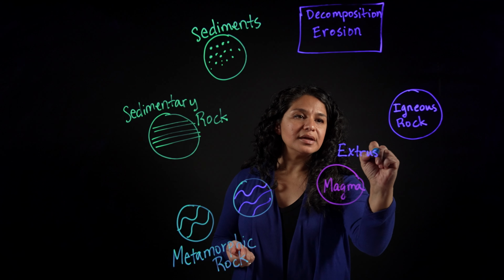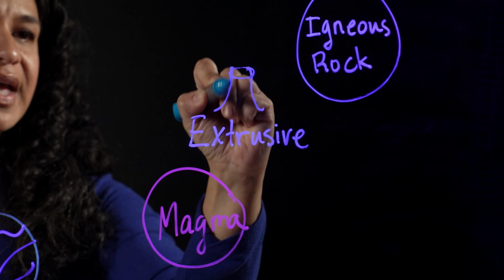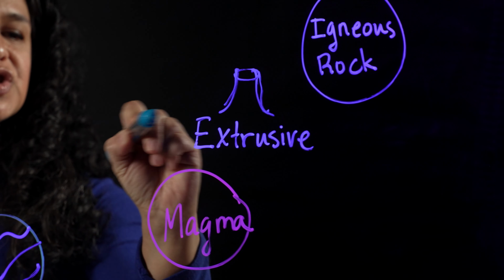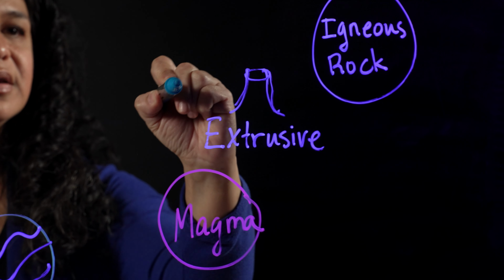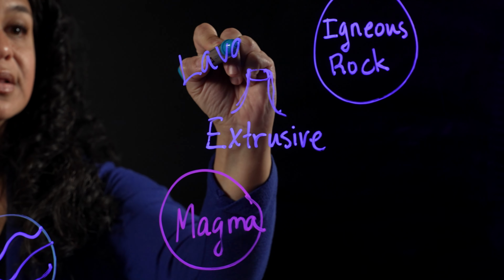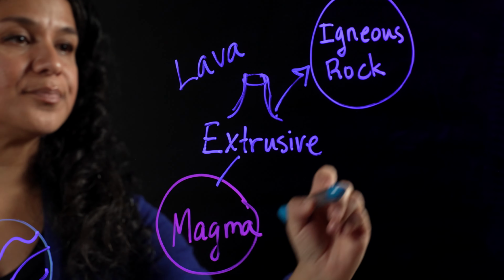Extrusive is through volcanoes, so I'll represent that through kind of like a volcano. It can also come up through fissures in the ground, and when it comes up out of the ground, the magma is then called lava, and that can form what's called igneous rock.